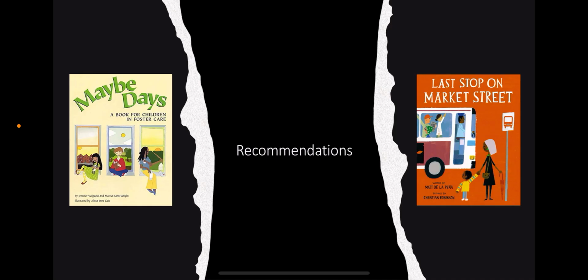And then my 2 recommendations, Maybe Days. This is for children. The book is about a family in poverty, while the one on the right is about the similar concept, and it kind of touches into the different types of family as well.